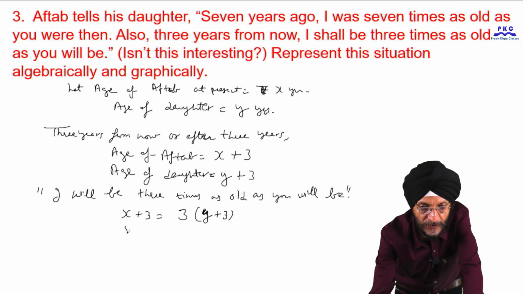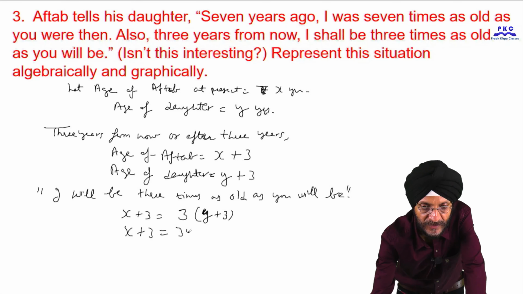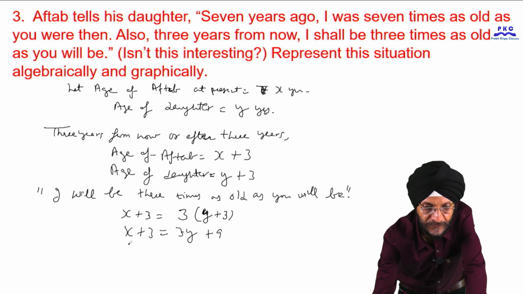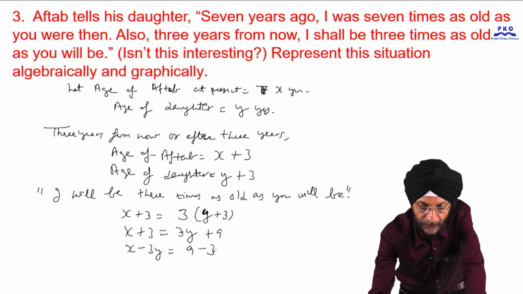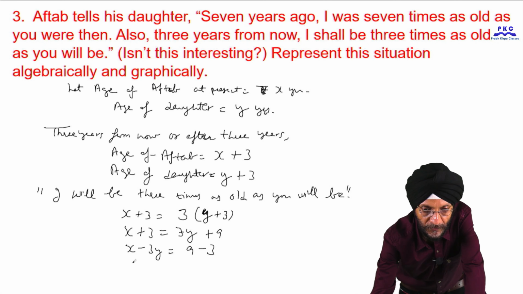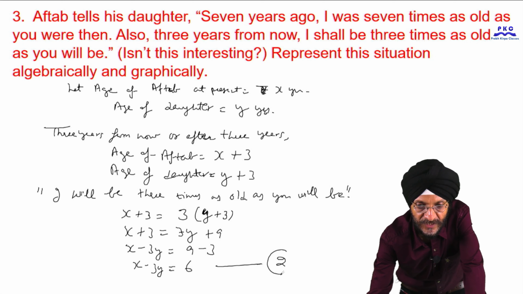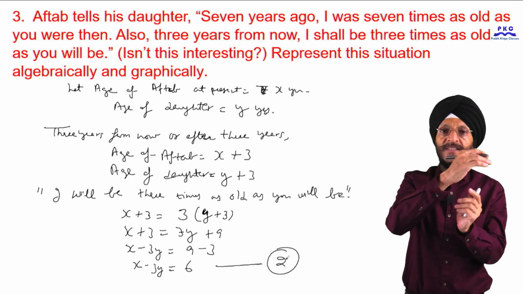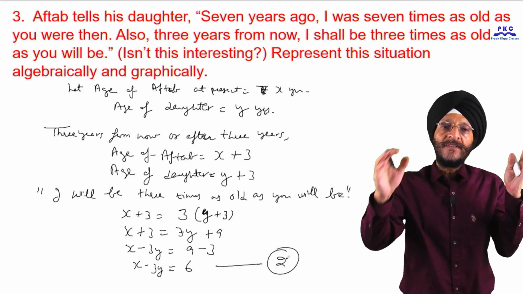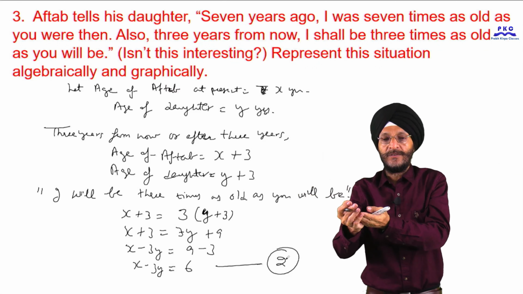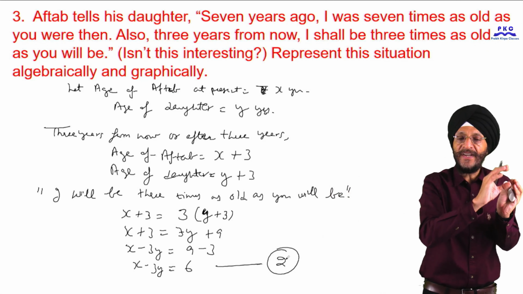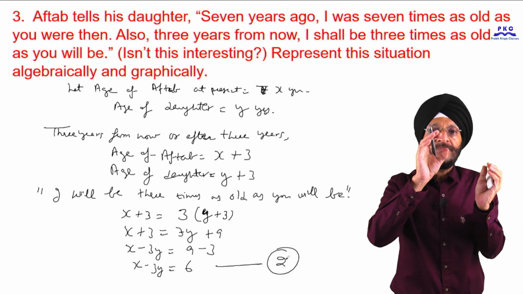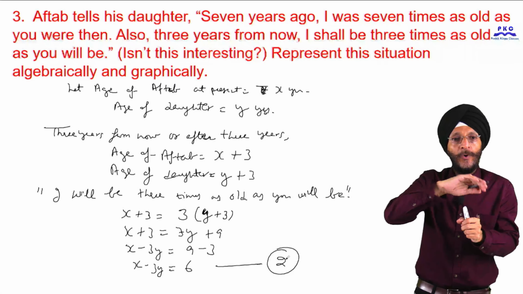In the second case, we will open the bracket: 3y plus 9. Here 3y will go to the other side and will become negative. 9 will go to the other side and will become negative. So what happens? x minus 3y is equal to 6. This is the second linear equation. That is, two scenarios were given, 7 years ago and 3 years from now. We have calculated the linear equation for both scenarios.